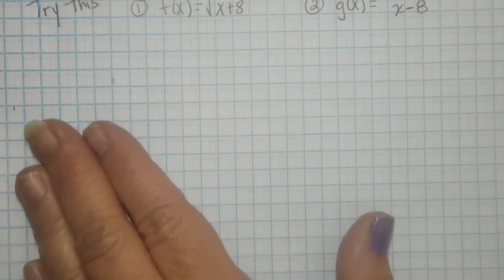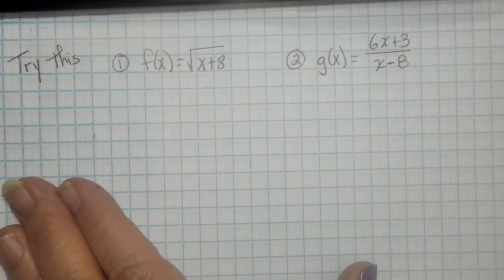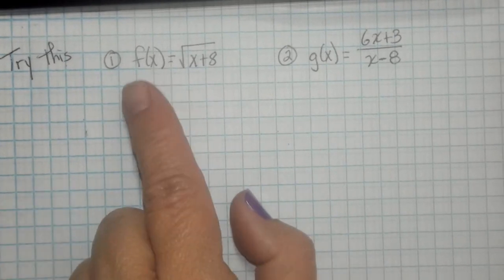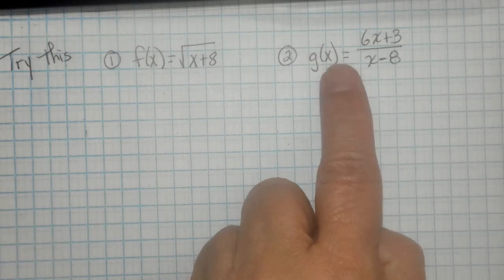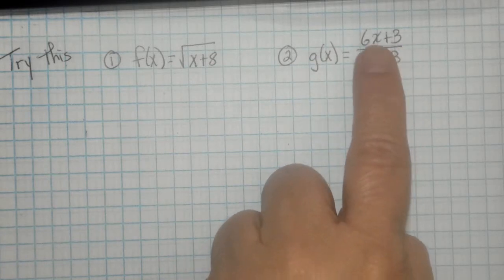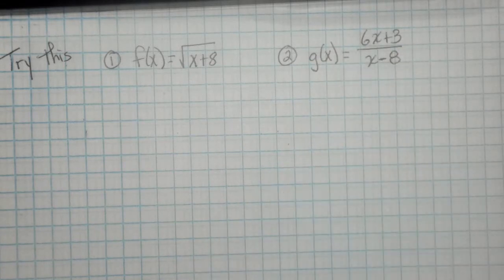All right, so you are going to try these two problems. Talk with your partners. f of x equals the square root of x plus 8, and g of x equals 6x plus 3 divided by x minus 8. Find your inverses.